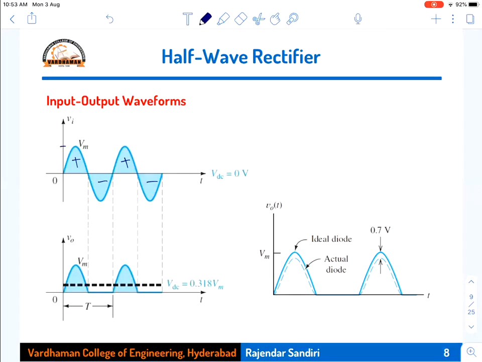Coming to the output waveform, for the positive cycle you will get the waveform, and for the negative cycle it will be 0. Again, in the positive cycle you get the waveform because the diode is on, which means short circuit, so output is the same as input. But from pi to 2 pi, the diode is off. Whatever the input may be, input is negative but output will be 0. So the first half cycle the diode is on, the second half cycle the diode is off, then again the diode is on.